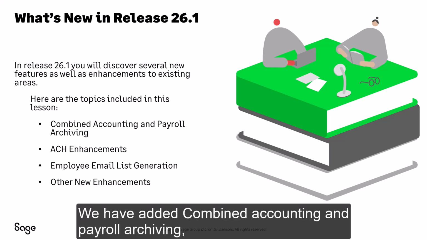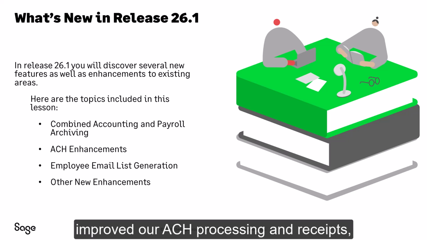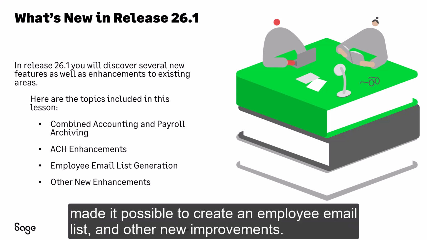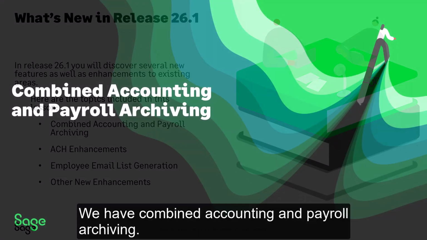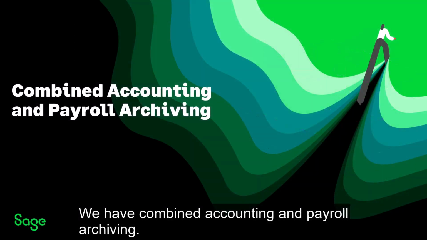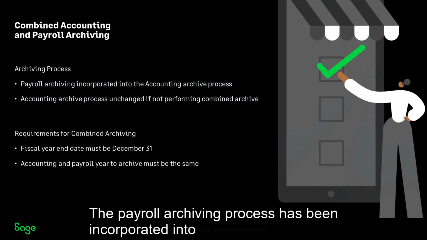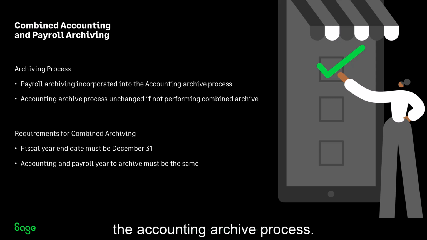We have added combined accounting and payroll archiving, improved our ACH processing and receipts, made it possible to create an employee email list, and other new improvements. We have combined accounting and payroll archiving. The payroll archiving process has been incorporated into the accounting archive process.